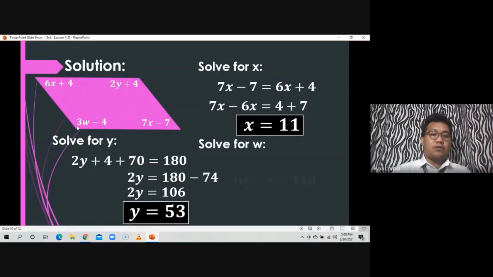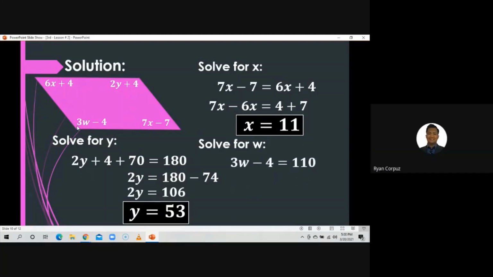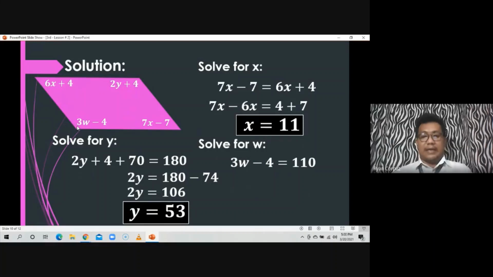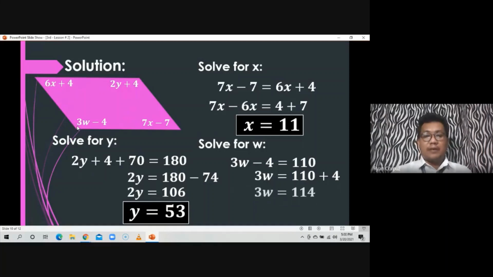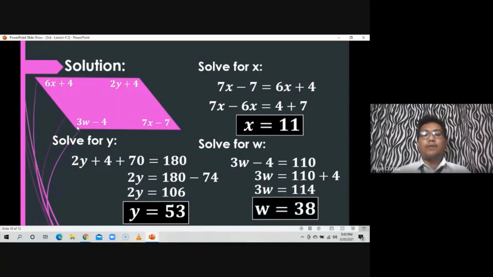So, kung alam mo 110 na to, you can equate it to this to solve for W. So, we come up with 3W minus 4 is equal to 110. Then, move yung negative 4 to the right side of the equation. Nagkakaroon tayo ng 3W is equal to 110 plus 4. Then 110 plus 4 is 114. Then to solve for W, we have to divide both sides of the equation by 3 so that we'll come up with the value of W, which is equal to 38.